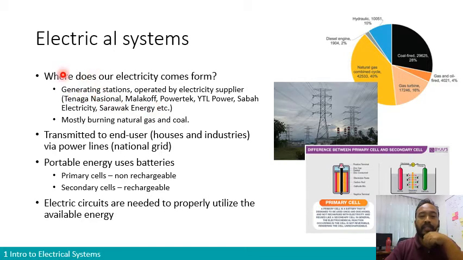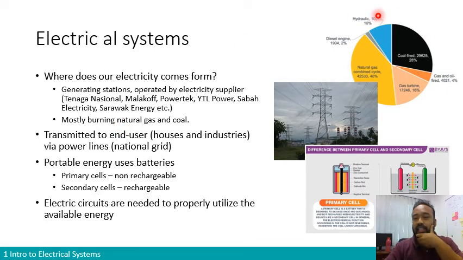So what we have at our generating station is multiple huge turbines that convert kinetic energy into electrical energy using what we call generators. Basically, they mostly burn natural gas and coal. They heat water, turn it into pressurized steam, and then the steam rotates a turbine, and the turbine rotates a generator, and that generator converts the mechanical energy from the rotation of that turbine into electricity. So that's where you have your electricity.